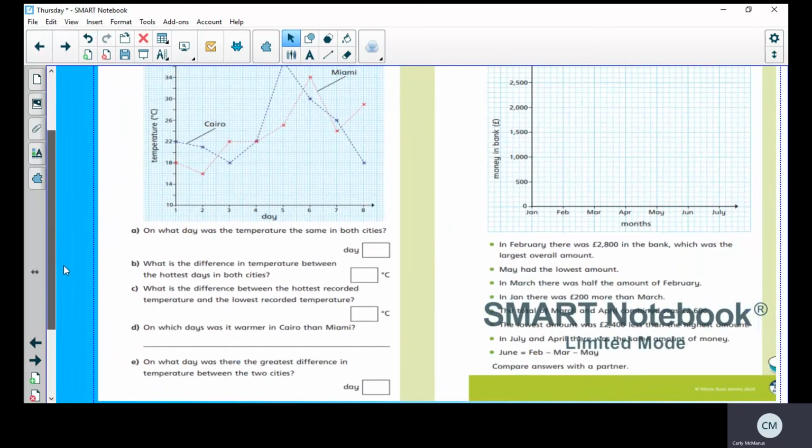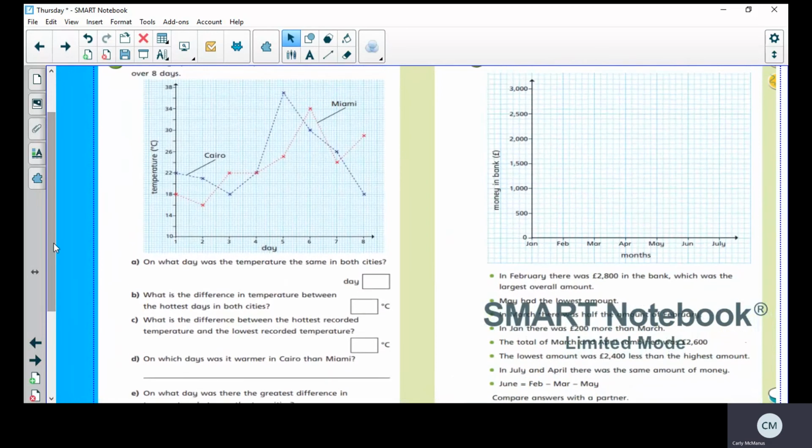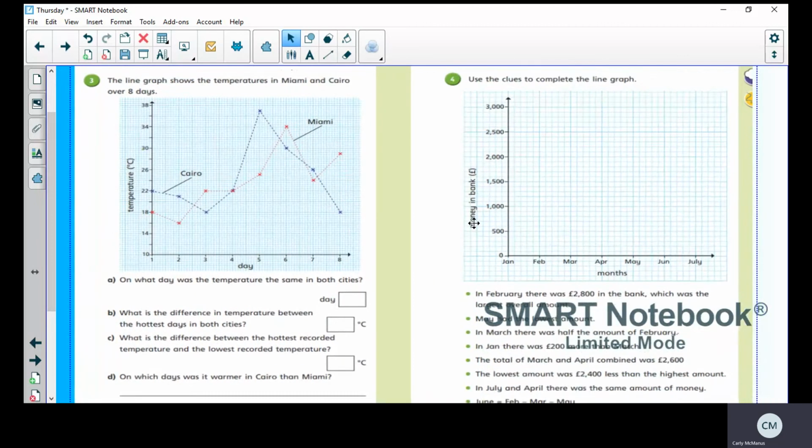Then it says May was the lowest amount, but we can't plot May because we don't know what May is. In March, there was half the amount of February. So if February is 2,800, what is half of 2,800? I would half 1,000 and then half 800 and add them together. So have a go at this one. This one can be a bit of a challenge for you. So if you don't do this question, don't worry.